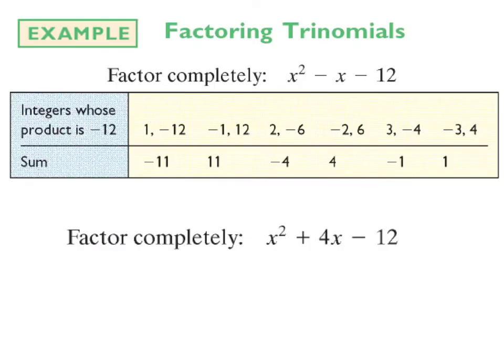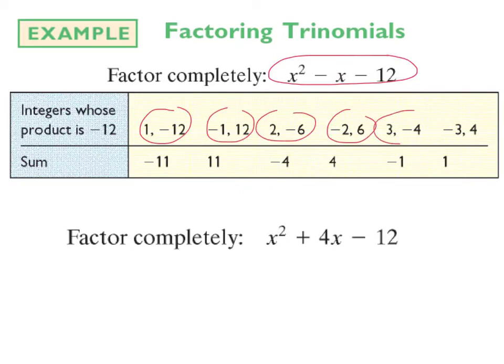Well, here we have this example. Factor completely x squared minus x minus 12. So we have to look for two values that, when we multiply them, we get negative 12. The possibilities are 1 and negative 12, negative 1 and 12, 2 and negative 6, negative 2 and 6, 3 and negative 4, and negative 3 and 4. But when we add them up, we're supposed to get minus 1. So the only possibility is this one here. The values will be 3 and minus 4.